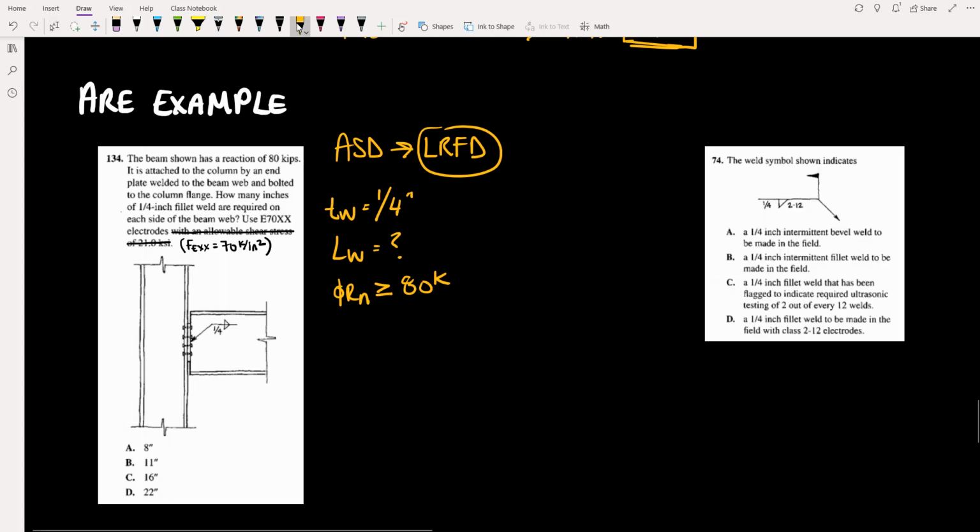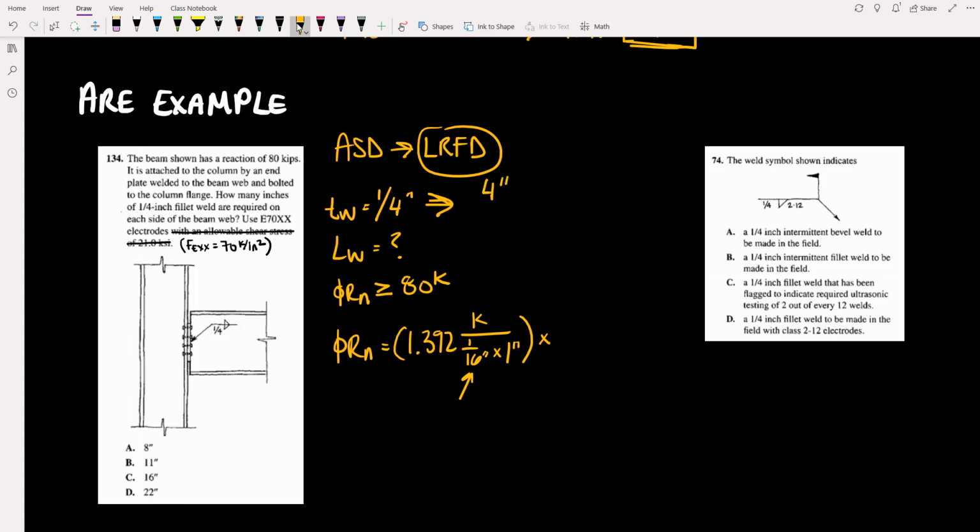Now, taking what we learned above, our weld capacity is 1.392 kips per 1/16 of an inch per 1 inch of length, times, here is where we place our thickness of our weld, and it's important to remember that we defined this 1.392 in 1/16 of an inch, and of course 1/4 of an inch is equal to 4/16 of an inch. So we multiply this number by 4.